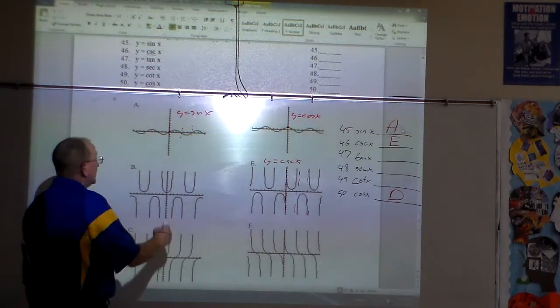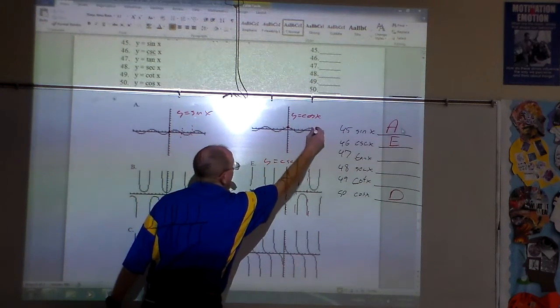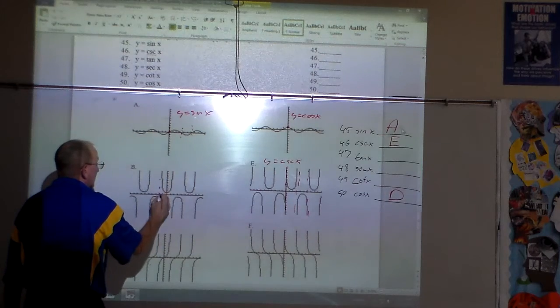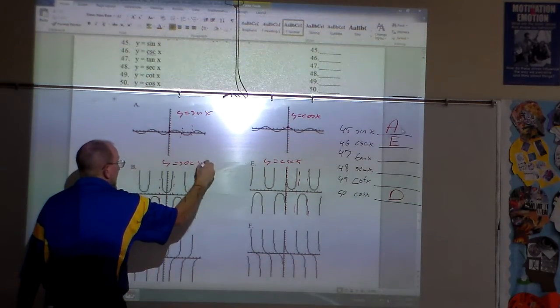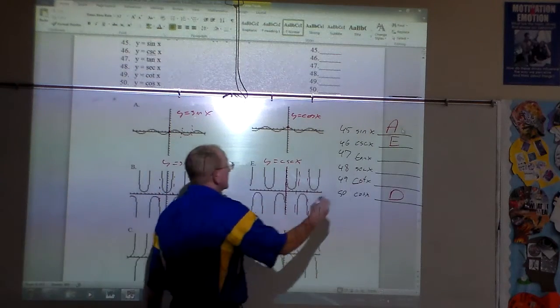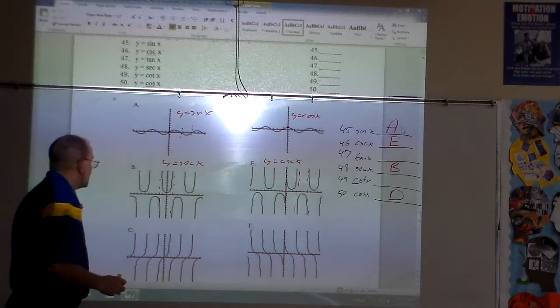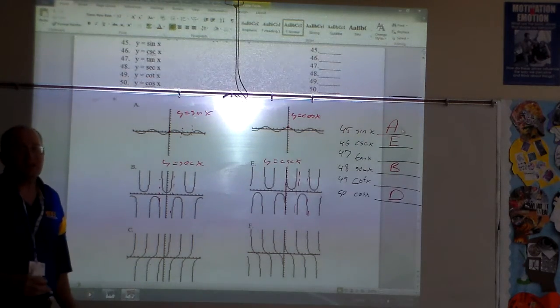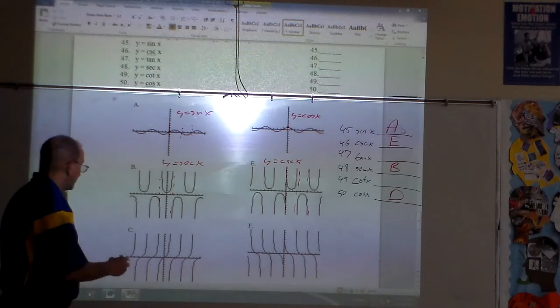And then conversely, the cosine graph hits zero right there. So that would put these right here, meaning the reciprocal of the cosine will be the secant x graph. So that makes this one letter B. And then now we're down to tangent and cotangent. And I simply have to remember this. Tangent will be y over x.